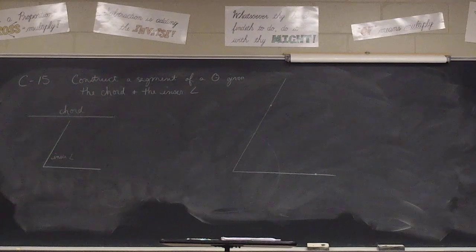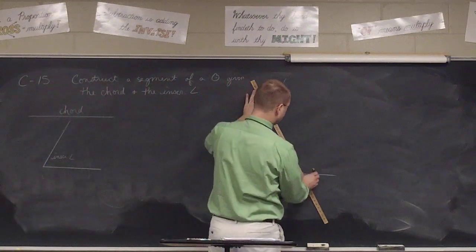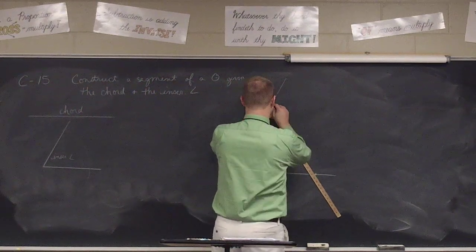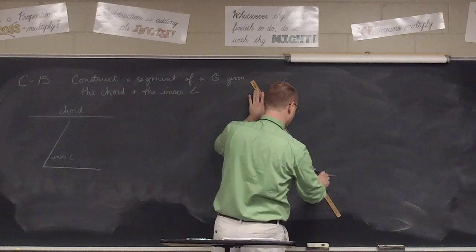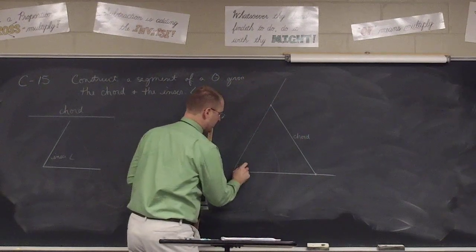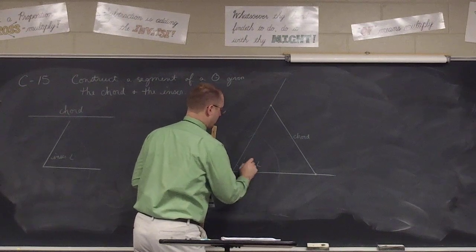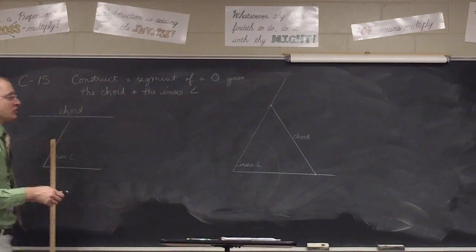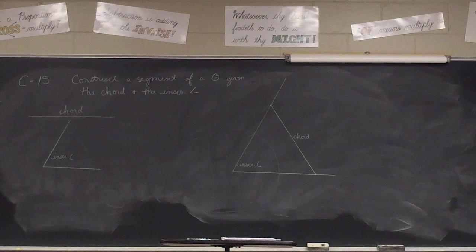Once I've measured that off, class, of course, we need to make the triangle by connecting the dots. And now we can clearly see our chord, and we can clearly see the inscribed angle. What we can't clearly see is the circle that makes that line a chord and that angle an inscribed angle. So how do we fit the circle there, class?